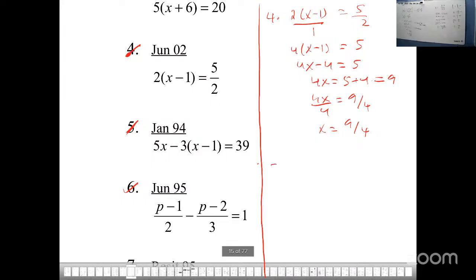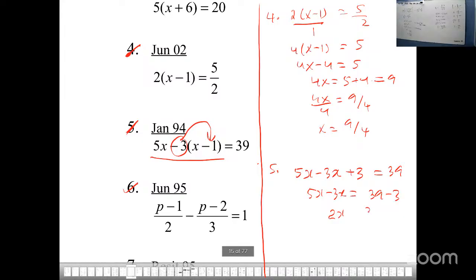Number 5 should have been easy, just multiply it out. So number 5 will be 5x minus 3x. Please remember this, right? Minus 3 by minus 1 is what? Plus 3. Okay? Is equal to 39. When you reach there, bring your like terms together. So you will have 5x minus 3x, 39 minus 3. This is 2x is equal to 36. Divide by 2. X is 18.